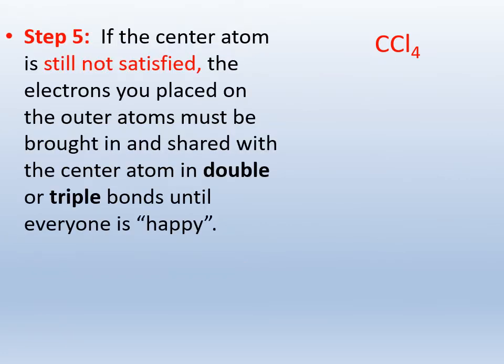Now, it's not the case for this Lewis structure because my central atom was satisfied. My central atom had 8. But if my central atom did not have 8, then I would make a double or a triple bond. We're going to draw some more examples and we will practice when you use a double or a triple bond.